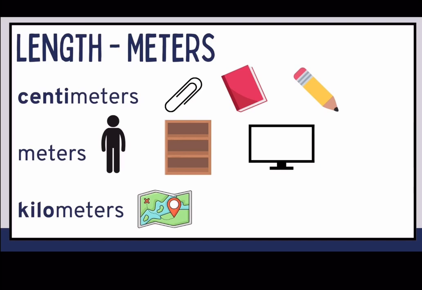The base unit for length in the metric system is meters, and the three specific units that we're going to talk about today are centimeters, meters, and kilometers. You'll notice that base word meters is in all three of these words, and it's just the prefix that changes. Things that we typically measure in centimeters would be small things like a paperclip, a library book, even a pencil. And things that we would measure in meters are typically taller things, like a person, maybe a bookshelf, or maybe a large flat screen TV or our projector screen.